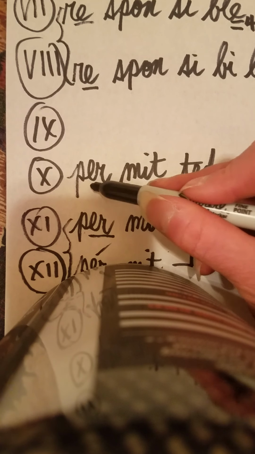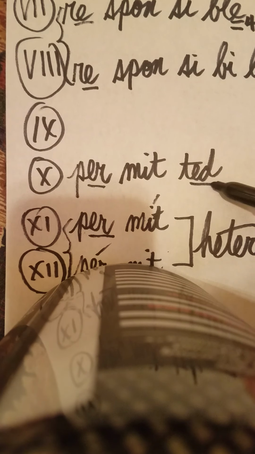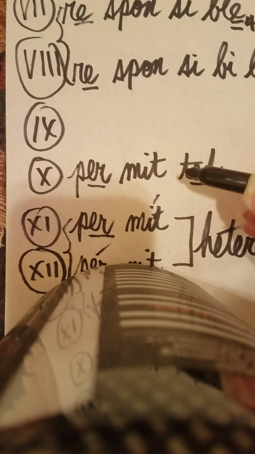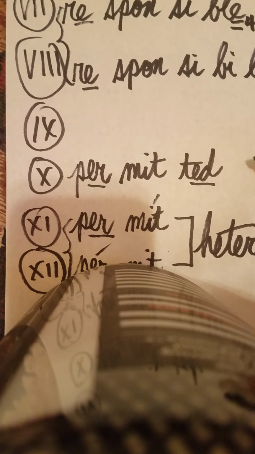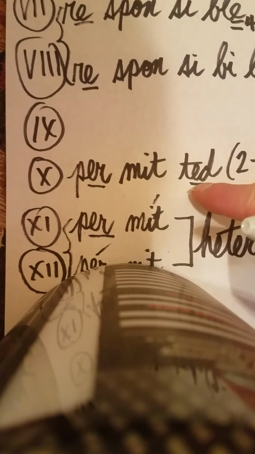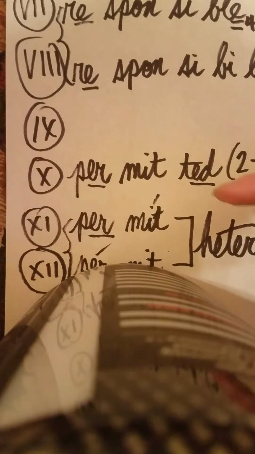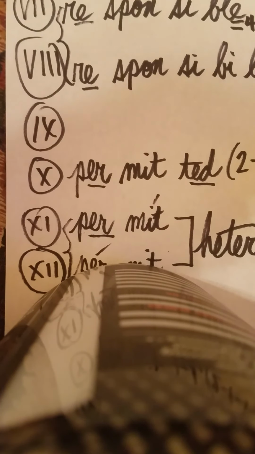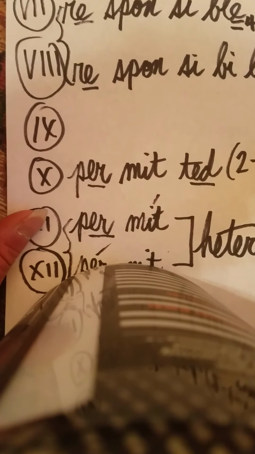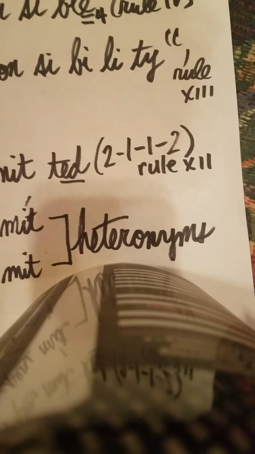Okay, so how do we mark this up? Underline the and the ed. Very good. Now notice, the word permitted, we have two syllables. In the last syllable, we have one vowel. We have one consonant at the end, and the accent is on the second syllable, permitted. That's the 2112 rule. That is rule 12.